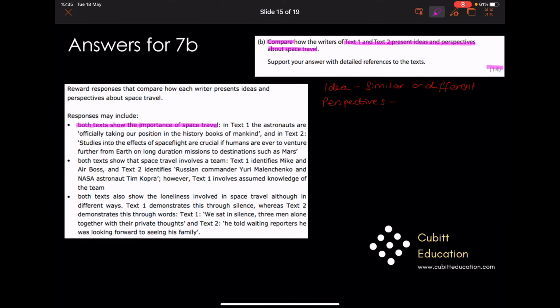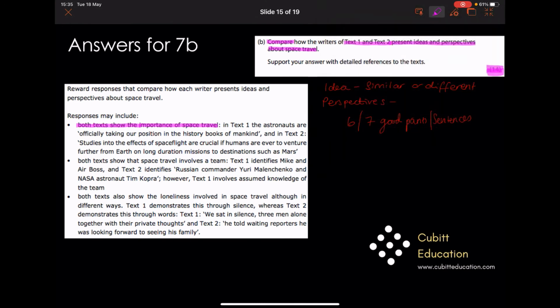Now I'm just reminding you that this is 14 marks for this question. So you're looking at 6 or 7 good points to make, or sentences with evidence from the text. Okay.